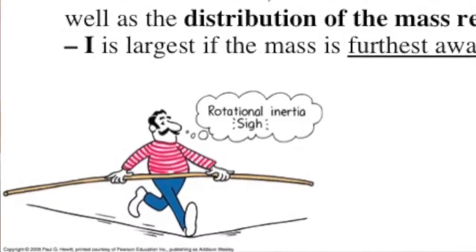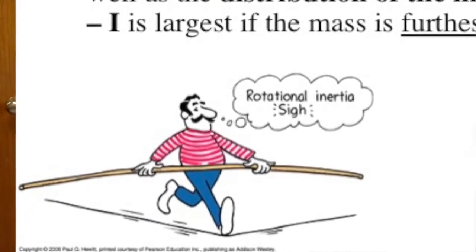You can see the example there of a tightrope walker. They have these long poles. Why? Large moment of inertia. So if they start to fall, they can pull on that pole. It has a large moment of inertia, and they can correct themselves, and that helps them balance.